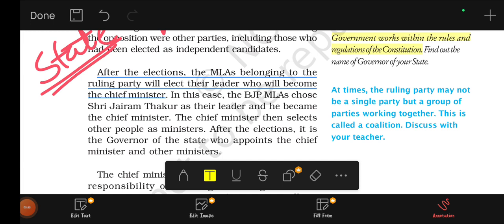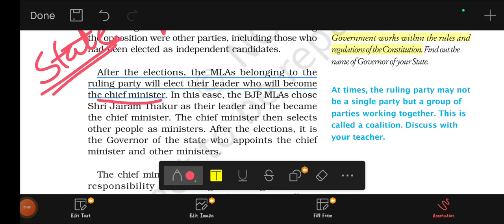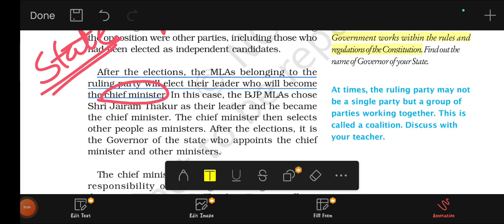And what happens after election? After election, the MLAs belonging to the ruling party will elect their leader, and this leader will become the chief minister of that particular state.